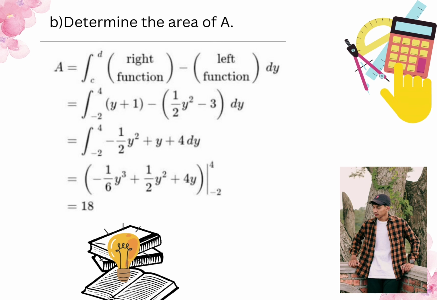For the area of A, the integral from −2 to 4 of (y + 1) minus (1/2 y² − 3) dy. After that, we make the calculation and we get the integral from −2 to 4 of (−1/2 y² + y + 4) dy. After we make the calculation, we get [−1/6 y³ + 1/2 y² + 4y] from −2 to 4. So the answer that we get after the overall calculation is 18 units.